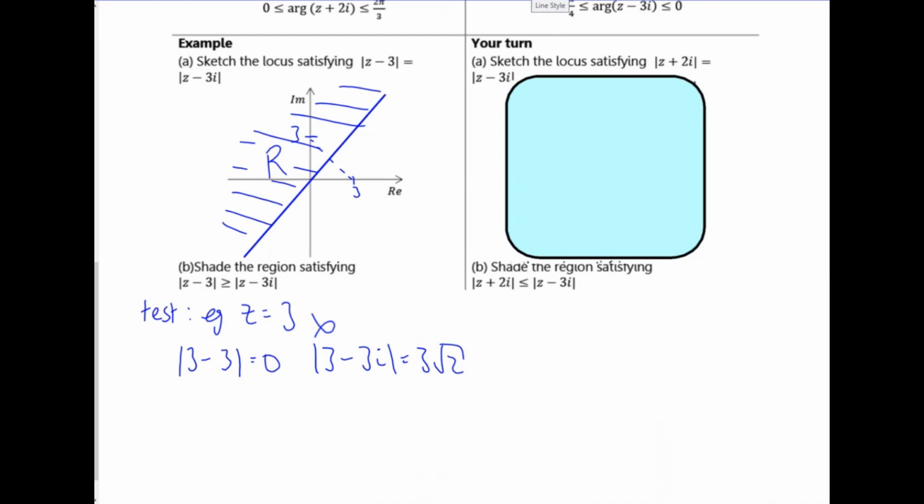There are 3 U-tries. Please pause the video, have a go at those 3, and in a couple of seconds, I'm going to reveal the answer.